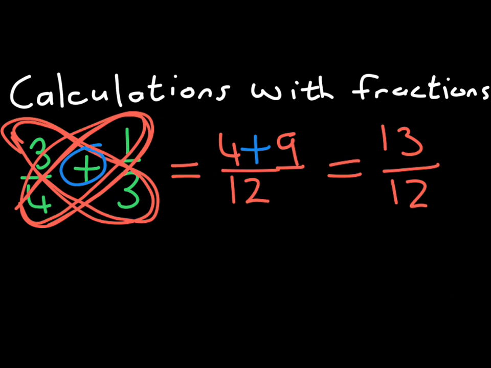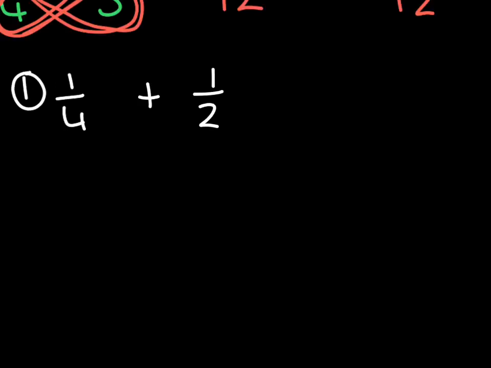Let's get into some examples. Question 1 asks us to add 1 over 4 to 1 over 2. Now remember what I said earlier, we need to make sure that our denominators are the same. For this example, we can see that it would be relatively easy to have both our denominators be 4. So to do that, we would need to multiply this first fraction by 1, and we multiply the second fraction by 2. Because as we can see, 2 times 2 will give us 4.